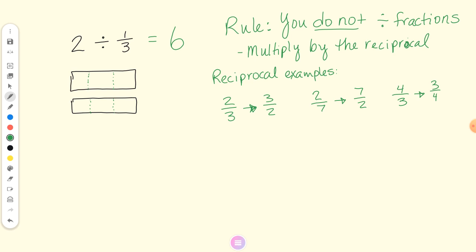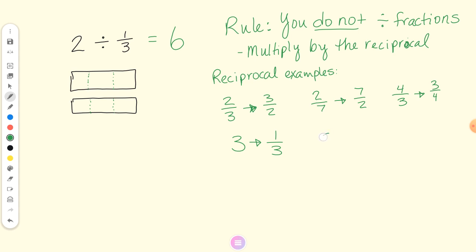Now sometimes it'll be a whole number. What do you think is the reciprocal of 3? Bryce? Nope, because you have to flip. So Bryce, think about 3 as a fraction. What is 3 as a fraction? 3 over 1. So the reciprocal would be 1/3.